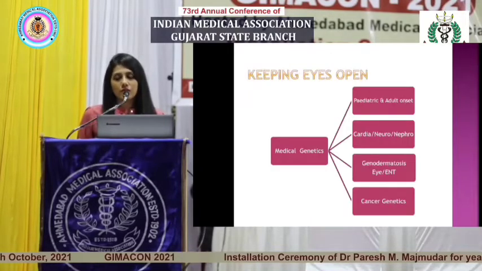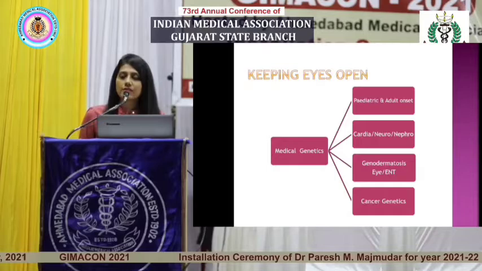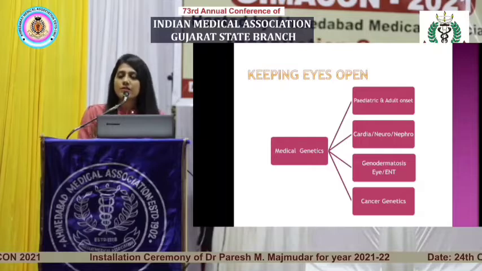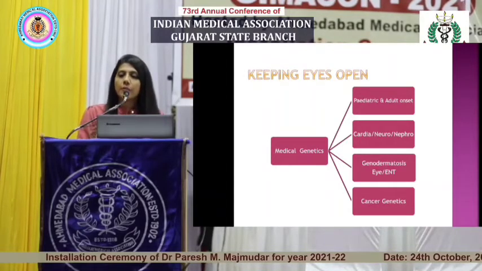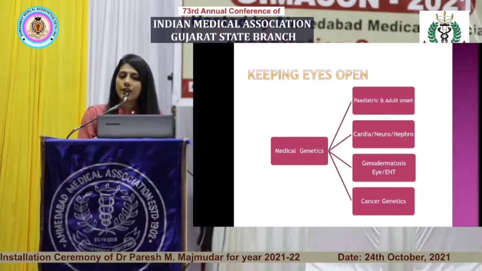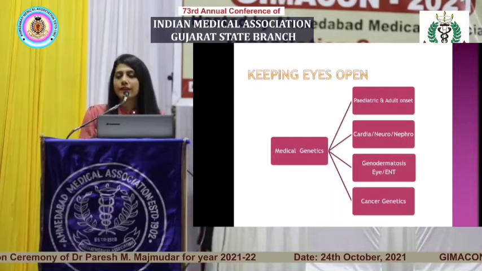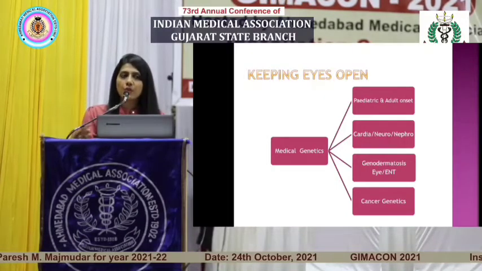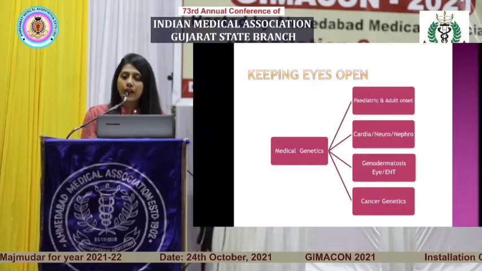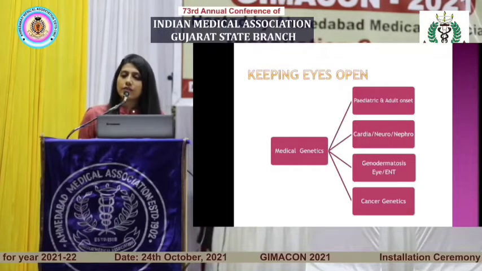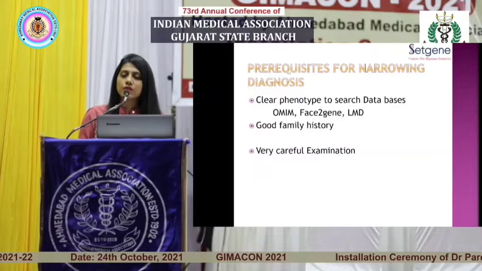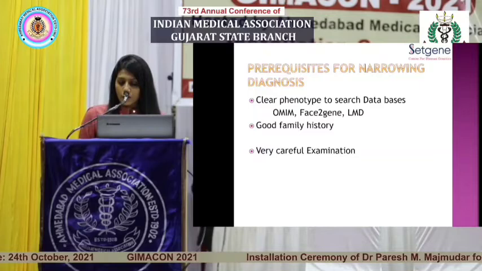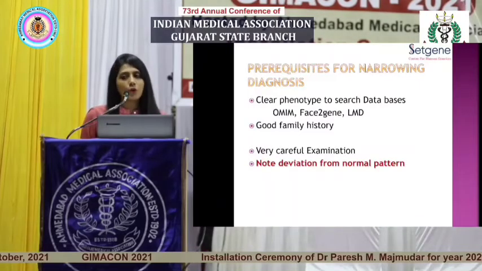So by seeing all these cases, I would like to say that genetics is a very vast spectrum of disorders, and the presentation could be pediatric or adult, maybe cardiac or neurology as in some previous cases, or it could be a kidney disorder presentation. A child may have a congenital cataract, or the presentation could be a sensorineural hearing loss. So we have to keep our eyes open, and then narrow down our diagnosis with careful examination, family history and some of the databases available. We have to note down what is the deviation from the normal pattern.